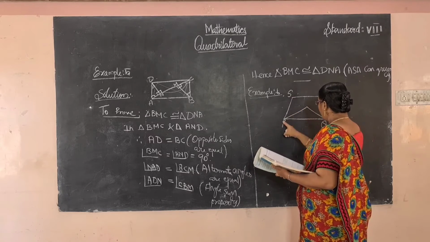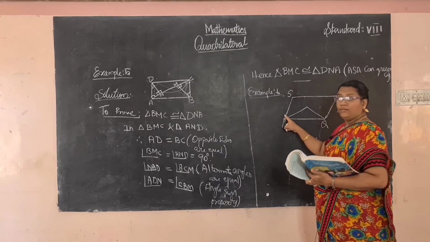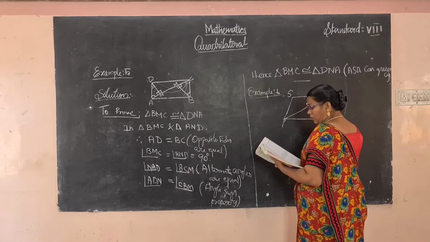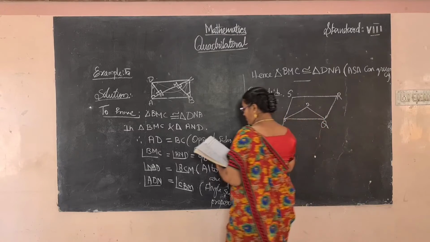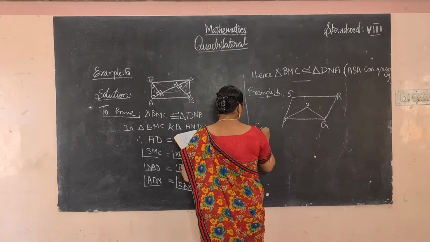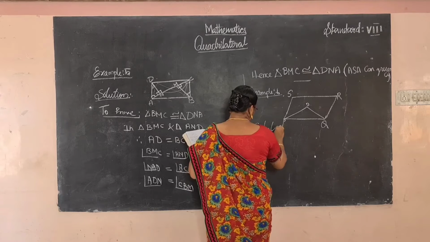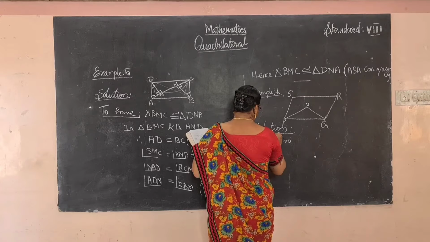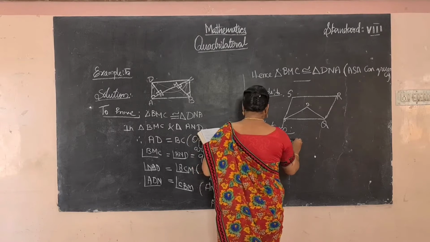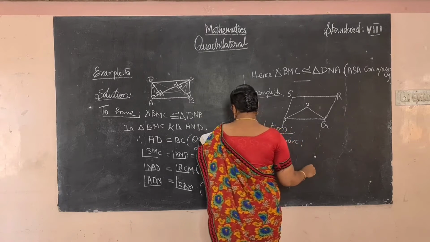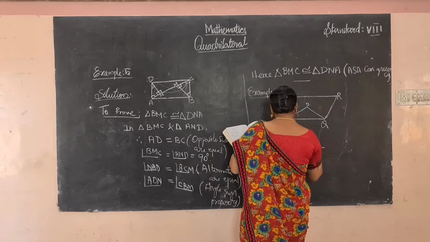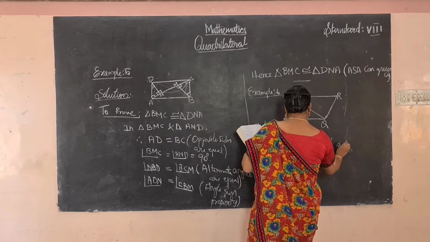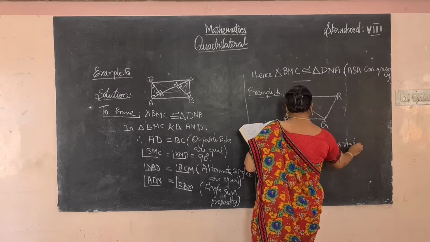This angle's bisector divides it. The intersection is denoted by O. Prove that, what do we prove? The angle POQ is a right angle.